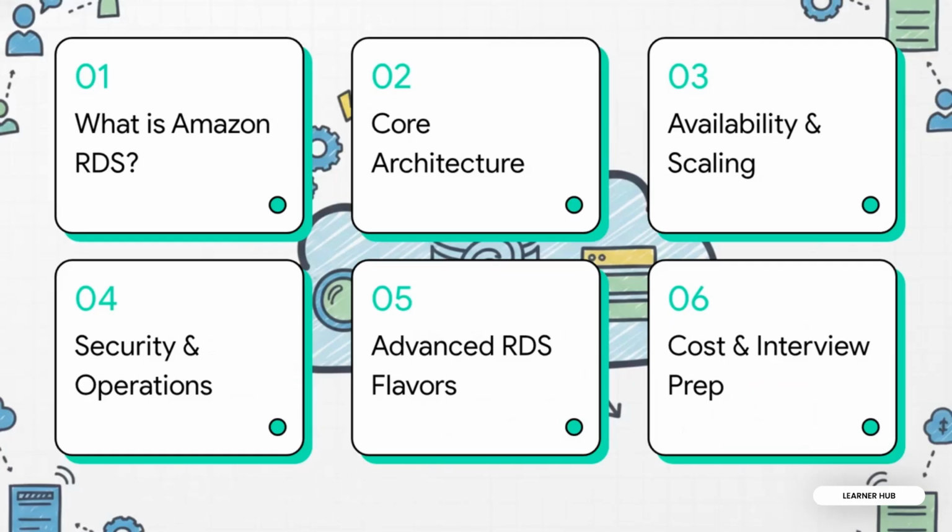So, here's our game plan. We've split this into 6 main parts. First, we'll cover the absolute basics. What even is RDS? Then we'll get into the nitty-gritty of its architecture and storage. After that, we'll tackle availability and security, super important stuff. Then we'll check out the more advanced versions like Aurora. And to wrap it all up, we'll talk cost and how to just crush those interview questions.